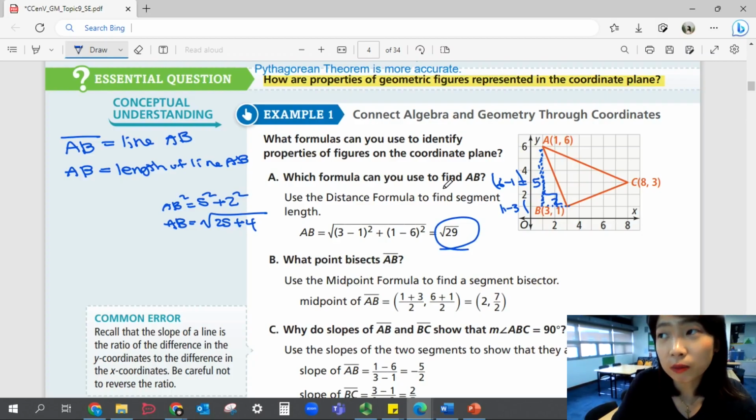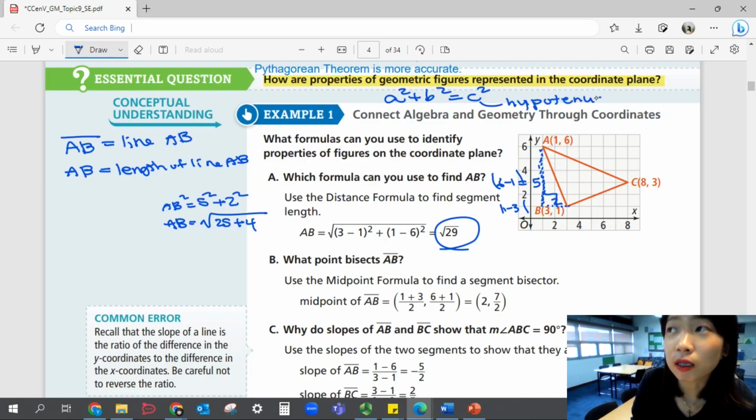So we'll use a lot of Pythagorean theorems throughout this topic. So please write the Pythagorean theorem down if you don't remember it. It is a squared plus b squared equals c squared, where c is the hypotenuse, and then the other sides are a and b. All right, part B, what point bisects line AB?